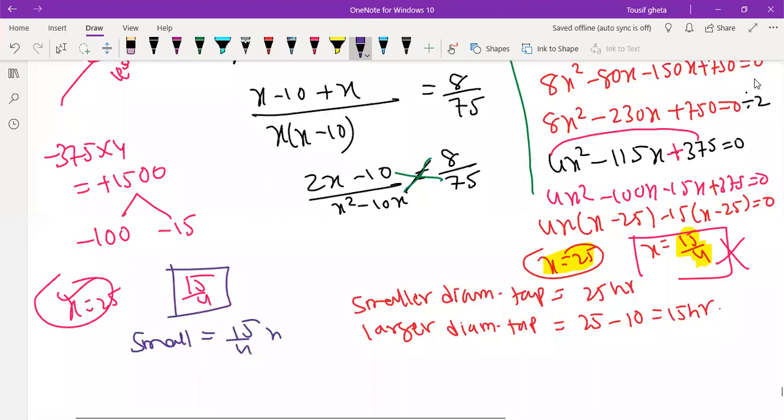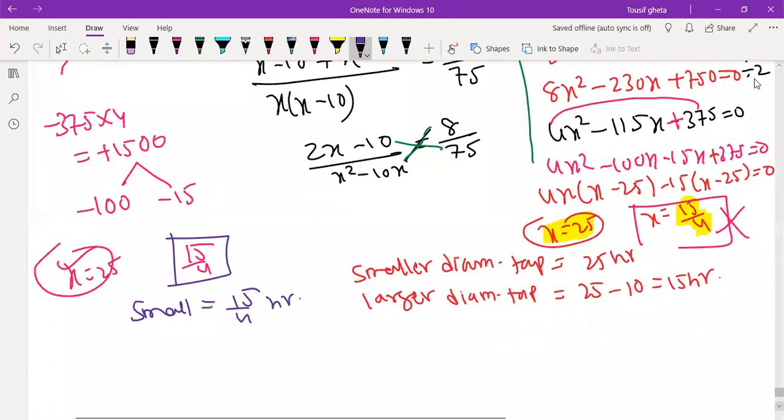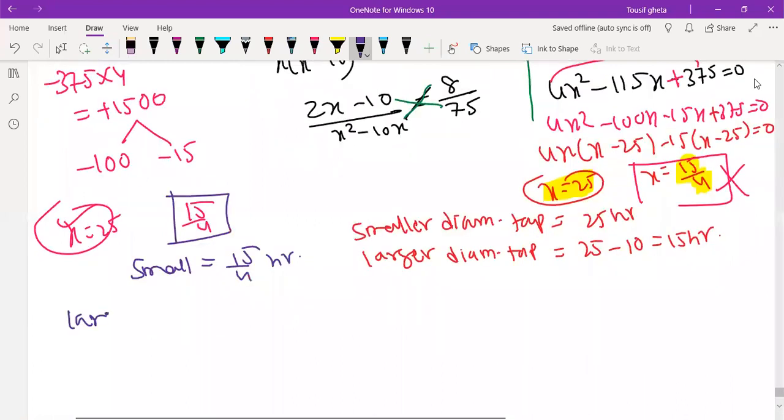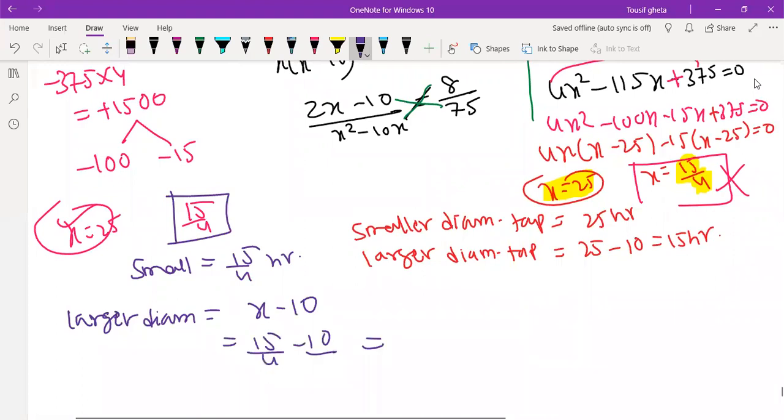Okay, fine. So what about the larger diameter pipe? It will take x minus 10, correct? So I should write 15 by 4 minus 10. If I take LCM, I will get it divided by 4. So into 1 and into 4. 15 minus 40, I will get the answer minus 25. So whether 10 is possible in minus for the larger diameter, whether it is possible to have a minus answer.